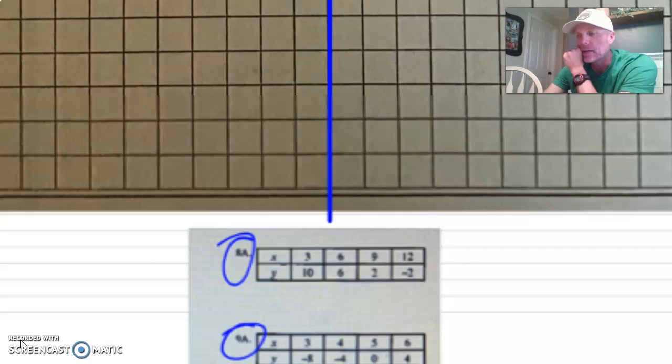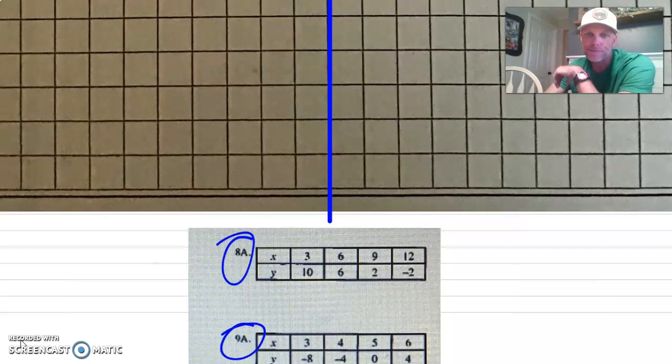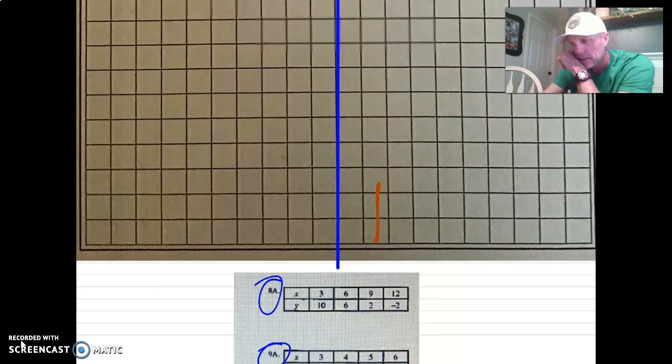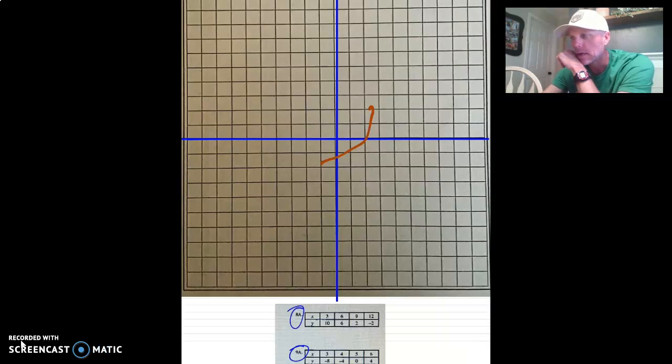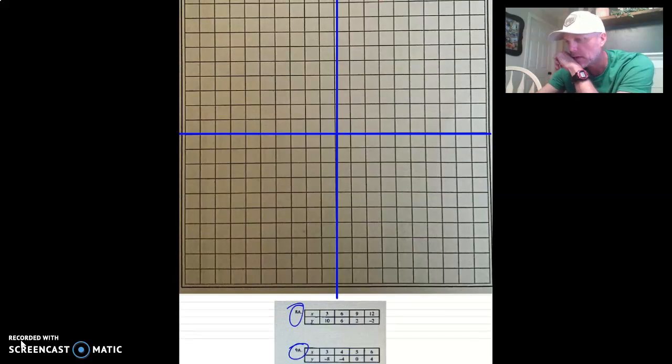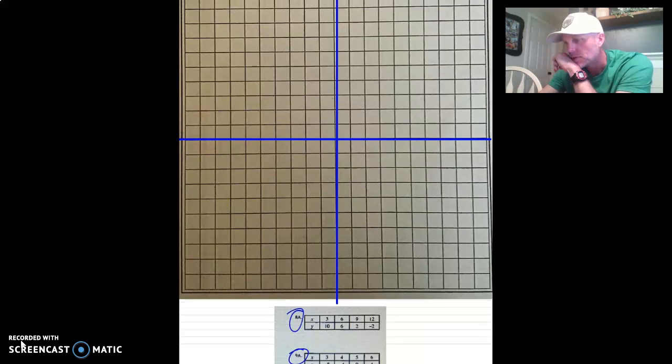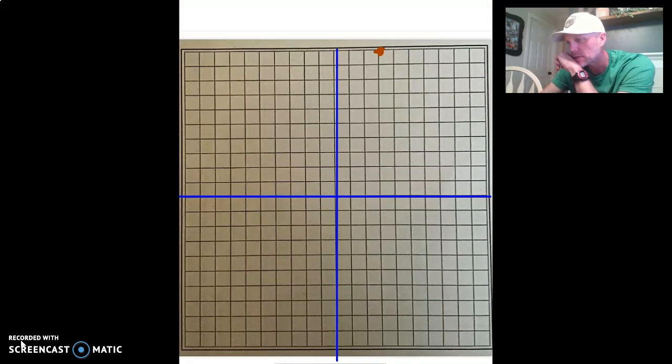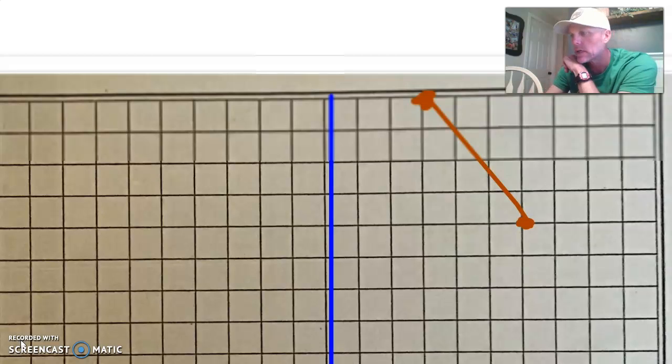So here's number 8. I'm going to go ahead and graph it first. I've got x of 3, y of 10, and I'm going to do x of 6, y of 6. 1, 2, 3, 4, 5, 6. Okay, so I'm going to graph that right there. There we go.